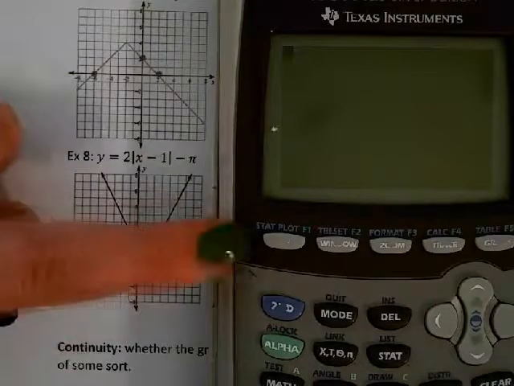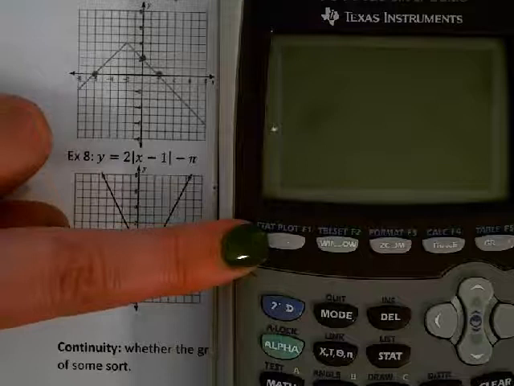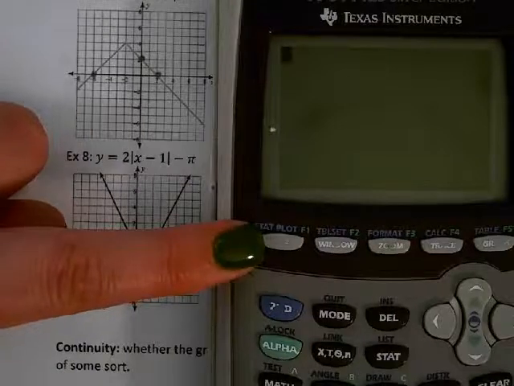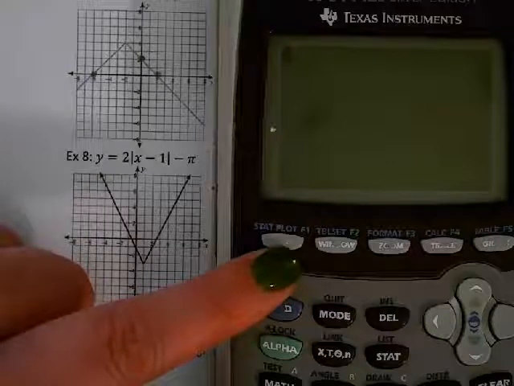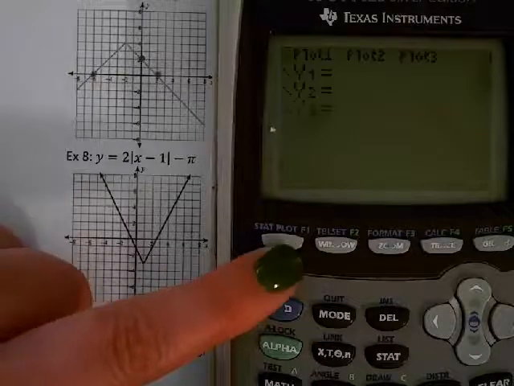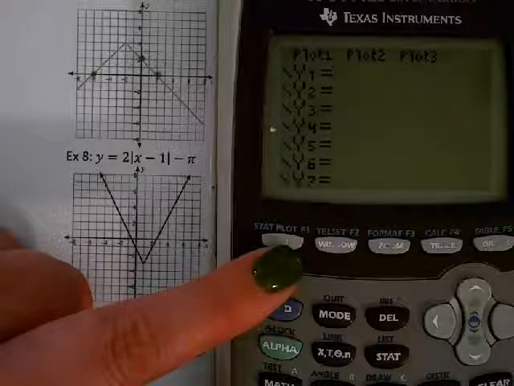To get that, we use this button right here. If your calculator's newer, you probably still have the button labeled. Mine has scratched off. But the y equals button is right here. So go ahead and click that button, y equals. And this is where you can plug in all your equations.